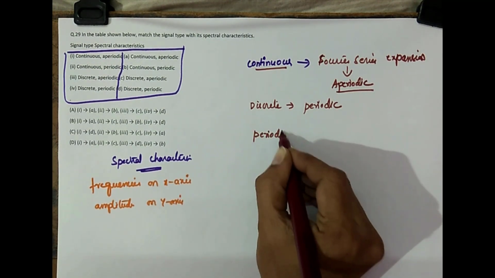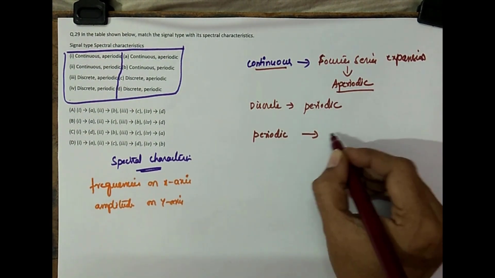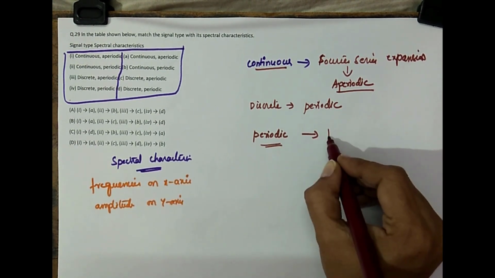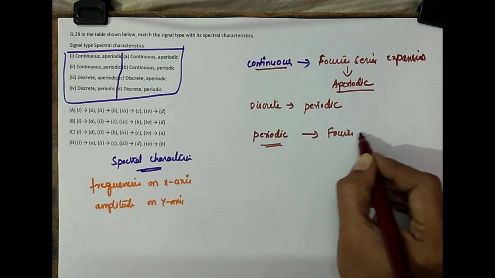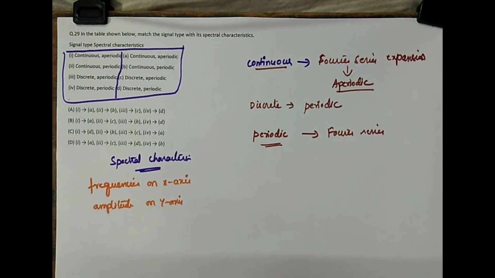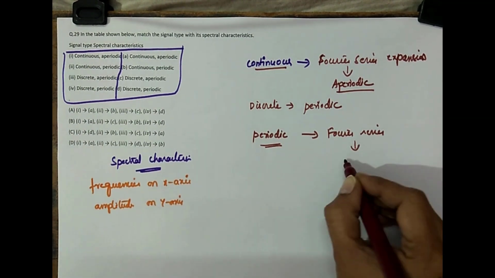And if the signal is periodic, to get various frequency components, we generally go for Fourier series. Even for a periodic signal, you can apply the Fourier transform also to find the spectral characteristics. For periodic signals, the spectral characteristics are discrete.